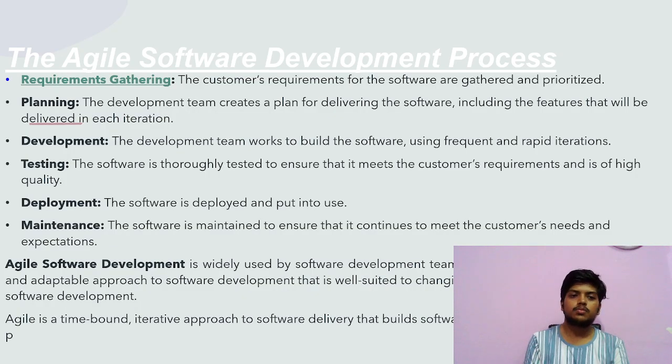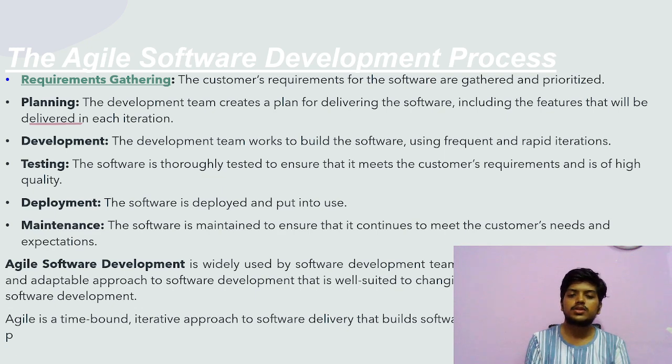The Agile software development process. Requirement gathering: the customer requirements for the software are gathered and prioritized. Planning: the team creates a plan for delivering the software, including the features that will be delivered in each iteration. Development: the development team works to build the software using frequent and rapid iterations. Testing: the software is thoroughly tested to ensure that it meets the customer requirements and is of high quality. Deployment: the software is deployed and put into use.